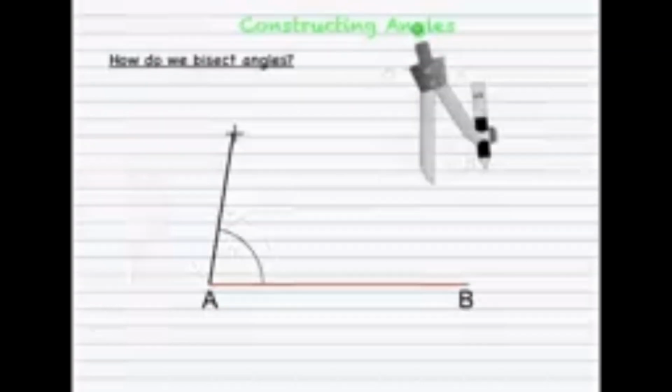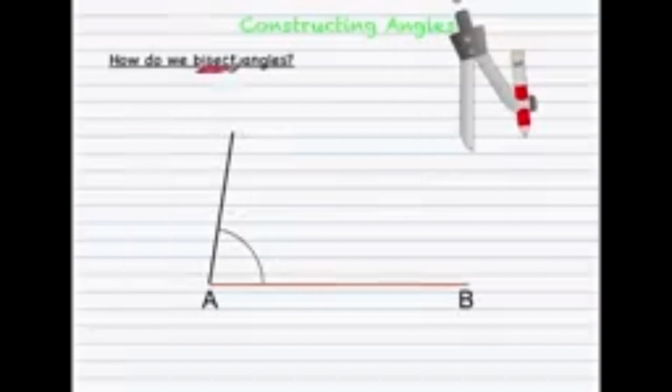Before we get to the other constructions, let me first explain what it means to bisect an angle. Now this word bisect just means to cut something in half. So if I'm bisecting an 80-degree angle, I'll be creating two 40-degree portions. Let me now demonstrate how we go about bisecting any angle. So I'll use this same angle here as an example.